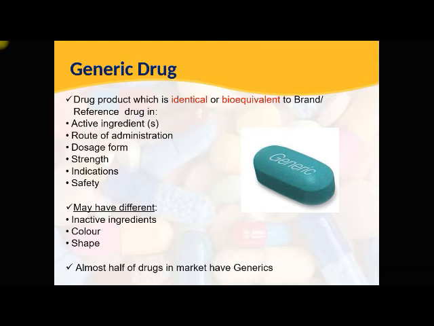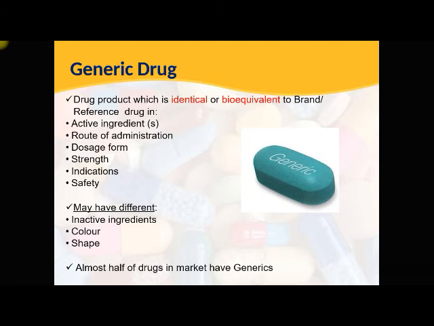Okay, so what will be different in a generic drug apart from the reference drug? It may have different inactive ingredients, that is additives or fillers, or it may have a different color, and also it may have a different shape. It is not mandatory to have the same shape as the reference product. It can come in different colors or shapes. The color and shape just provide aesthetics to the product. They don't have any role in the safety and efficacy of the product.